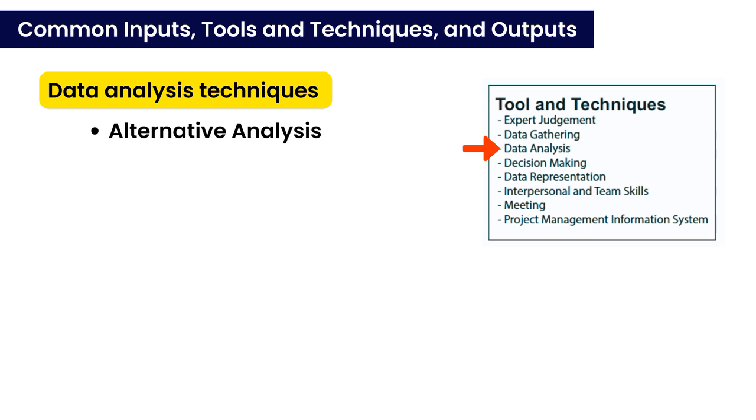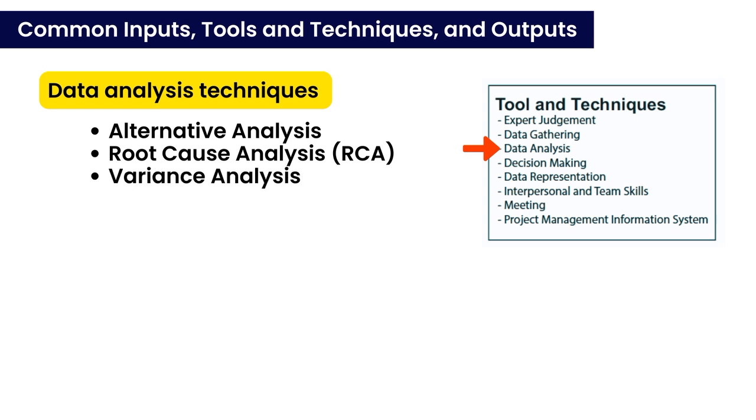So let's begin with alternative analysis. This technique involves examining different ways to achieve a task or implement a change. For example, when evaluating a change request, alternative analysis helps identify multiple methods to implement the change. It is one of the most widely used analysis tools in the PMBOK. Root cause analysis, RCA. Root cause analysis is used to identify the primary cause of an issue. For instance, if a deliverable has defects, the project manager can use RCA to determine the underlying reason for those defects.